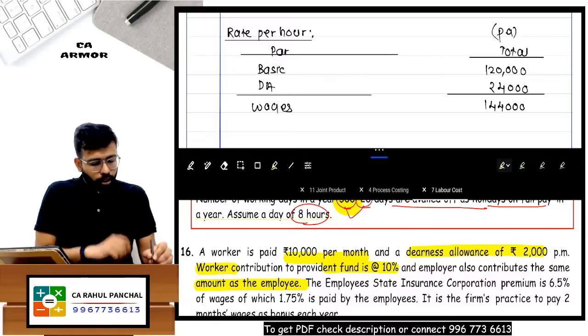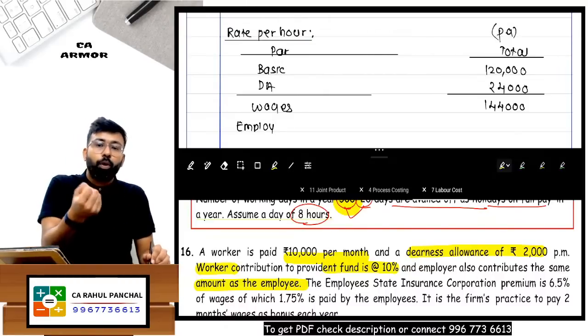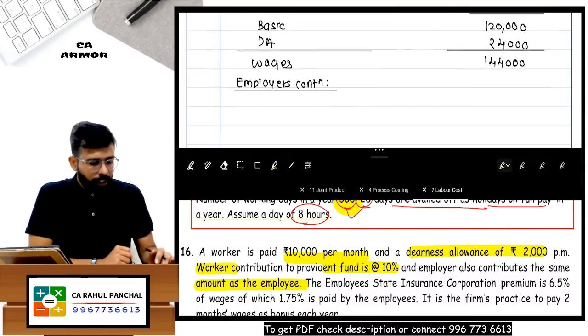So again, this is my cost. Which contribution will you always take? Employer's contribution, because you are the employer. What is going out of your pocket is your cost. So let us see this: whatever is written as contribution is the employer's contribution.